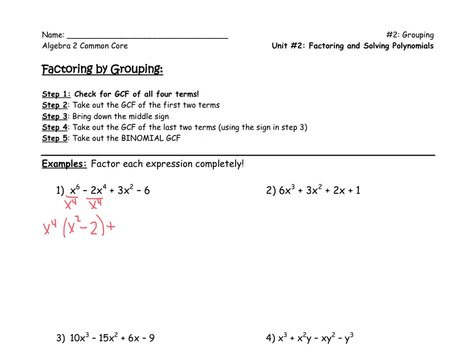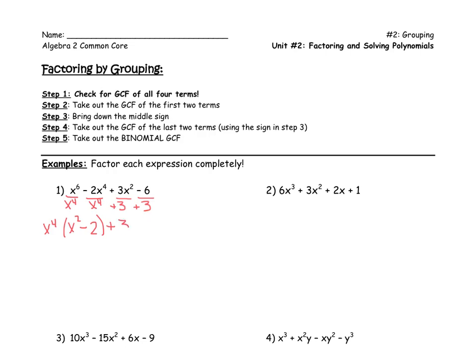And step 4 says take out a GCF of the last 2 terms using the sign in step 3. So let's look at the last 2 terms. What number can I divide 3x squared by that I could divide 6 by? And you should be telling me 3. And what do I mean by use the sign in step 3? It means we're dividing out a positive 3. And that's important. You'll see why I wrote that. Some of you are probably thinking, why is that necessary? But you'll see in a minute.